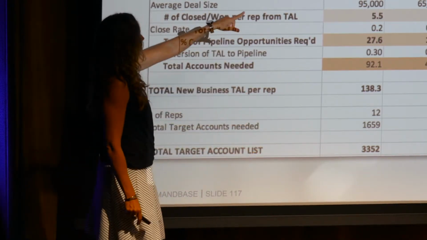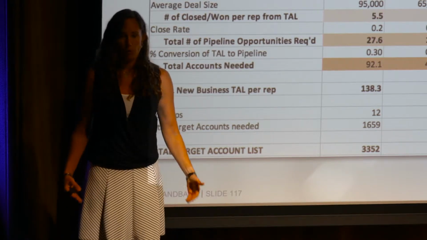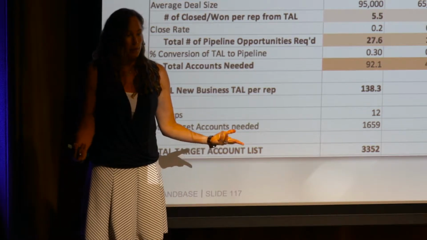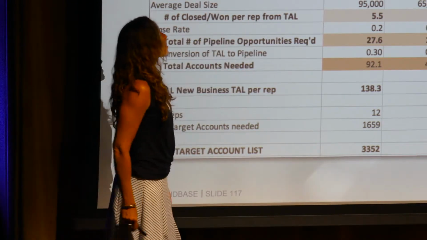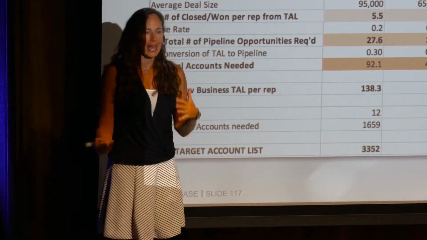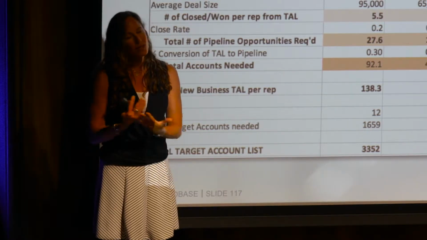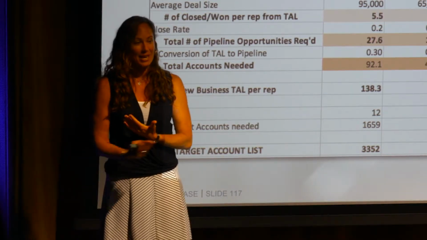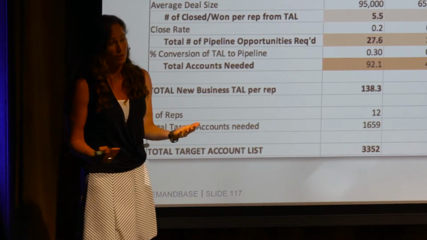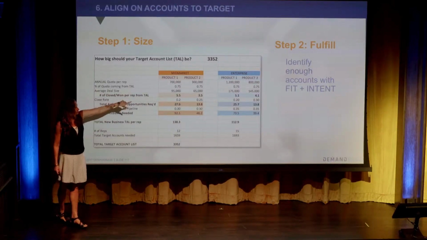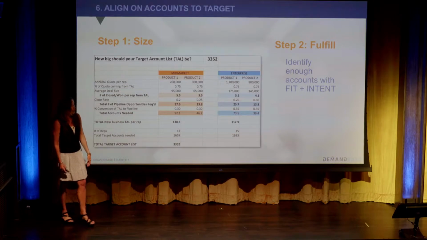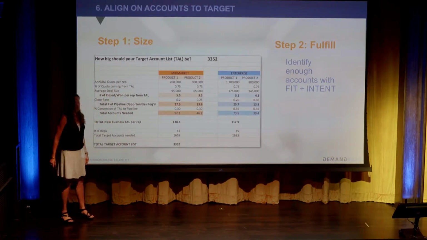Now, what might happen is you look at that number and go, okay, my marketing team's 5 people and we have a budget of $100,000. We can't service 3,300 accounts, but that's now a good area of conversation. And that's also where you can go to your finance team and say, hey, we just need more budget. We need more headcount, and here's why. So once you've identified how big that list should be, then you need to go set about fulfilling those 3,352 accounts, right?